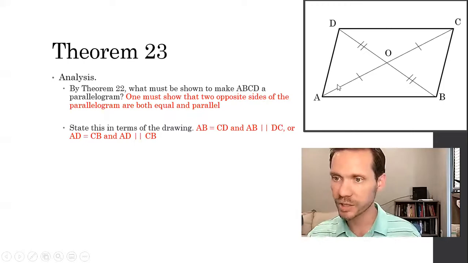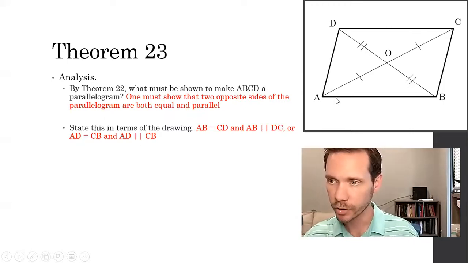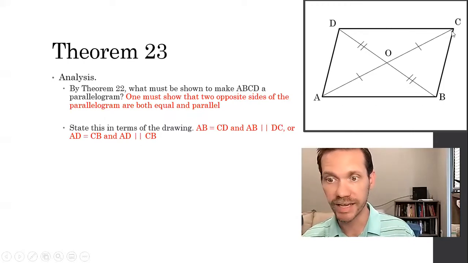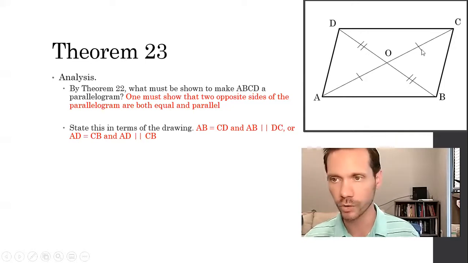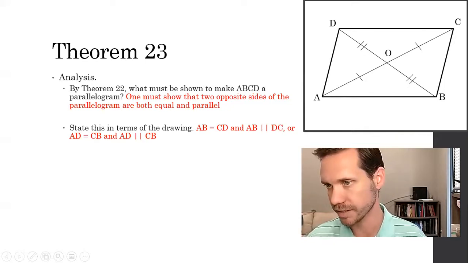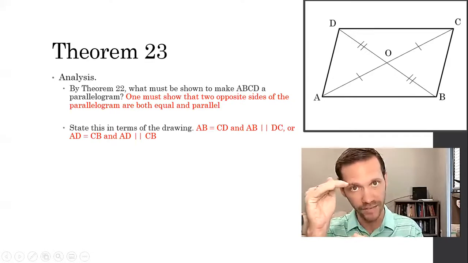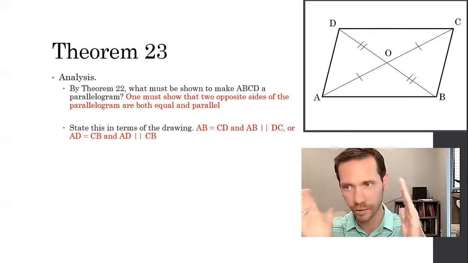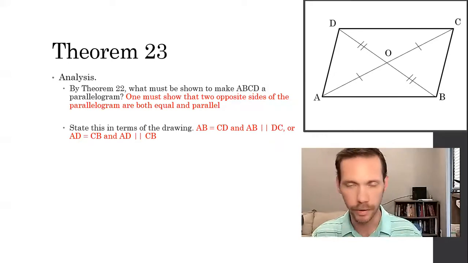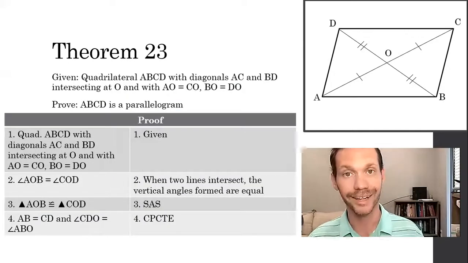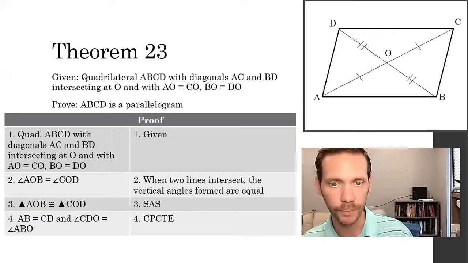So in this sense, this would mean let's take either AB and DC and show they're both equal and parallel, or we could do it with AD and BC. So either the top and bottom have to be equal and parallel, or the left and the right have to be equal and parallel, whichever you want. Let's work this out then as we finish up.